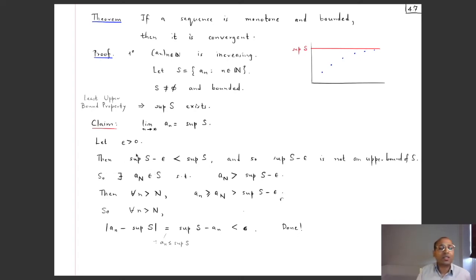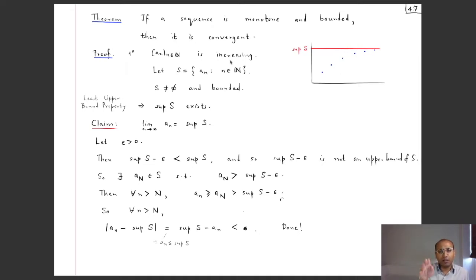Okay. So given an epsilon positive, we produced the capital N in this peculiar way, and then we checked that for every little n bigger than this capital N, the distance of the nth term to the claimed limit is less than epsilon. So we have shown this claim that this sequence converges to this supremum of S. And this takes care of the case when the sequence was increasing. Now let's take care of the case when the sequence is decreasing.